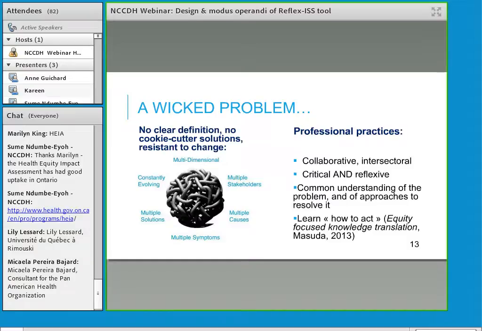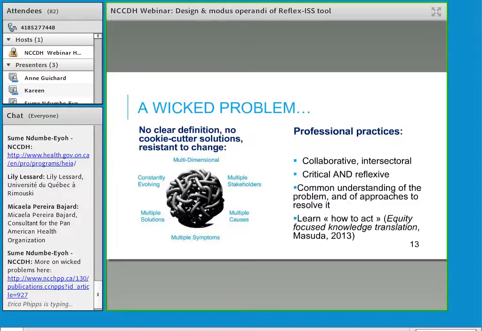In the literature, a WIT problem refers to a problem that is difficult to define clearly, is rooted in local realities, has no immediate or cookie-cutter solution, has multidimensional causes, and involves stakeholders from different backgrounds. Finally, the problem is resistant to change and requires action based on collaborative, intersectoral, critical, and reflexive practices.